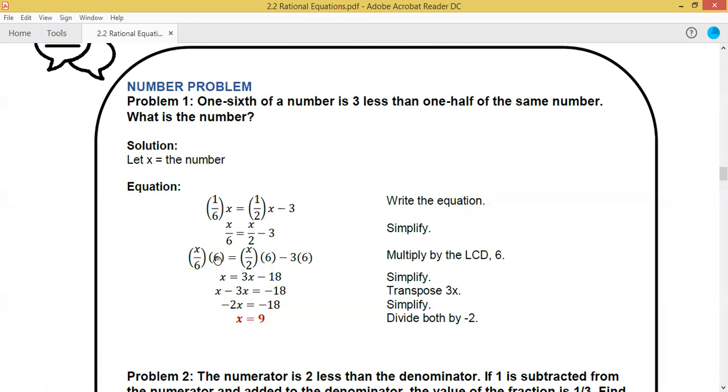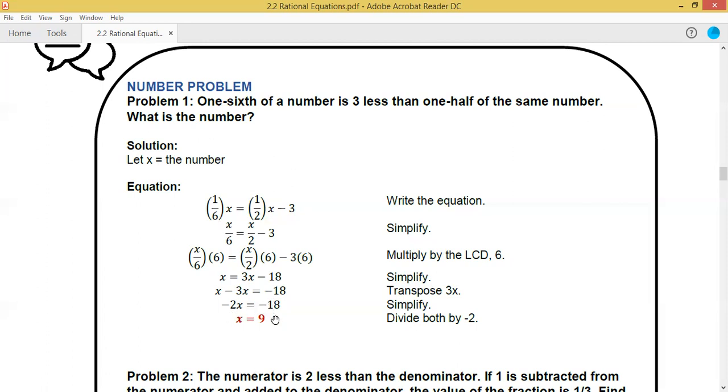Now we simplify. 6 divided by 6 is 1 times x, that's x, equals 6 divided by 2 is 3 times x, that's 3x, minus 3 times 6 is 18. Now we do transposition. We transfer 3x to the other side, so it becomes negative 3x. So x minus 3x is negative 2x. What's left on the right-hand side? That's negative 18.